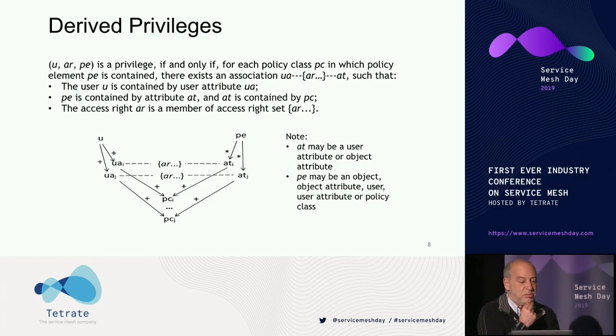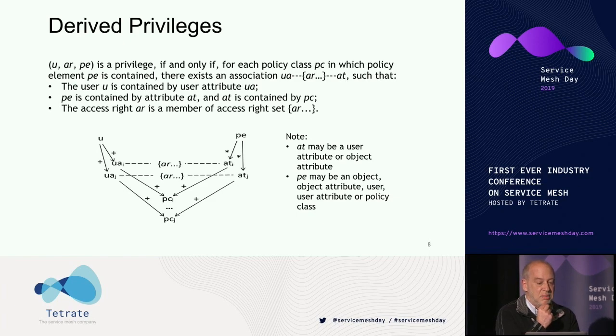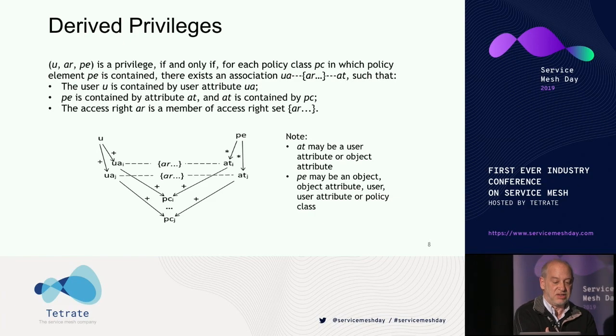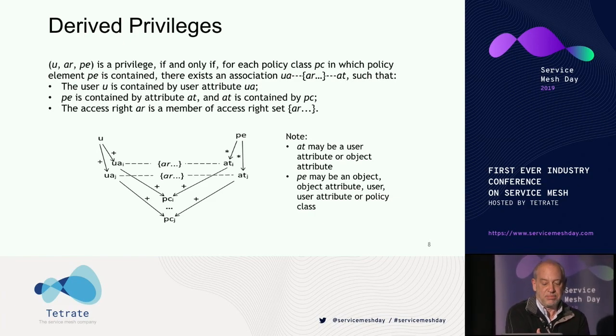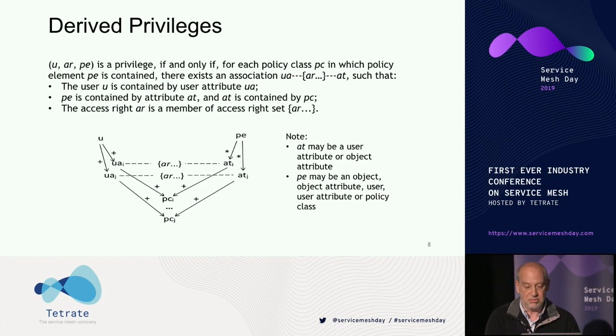The algorithm for determining a privilege is based on combinations of policy classes. So a policy element may be in one or more policy classes, and for each policy class, there needs to be a privilege in each one of those policy classes for the user. So in order for the user to have that access right on the policy element, that privilege needs to be in each of the policy classes to which the policy element belongs.